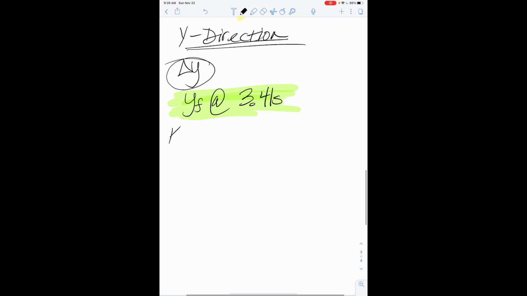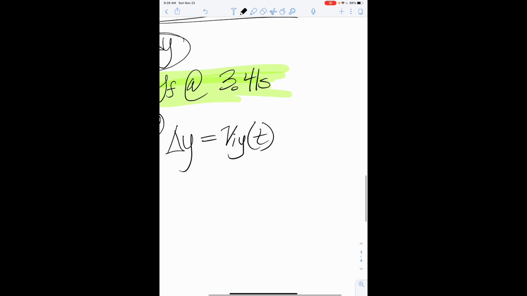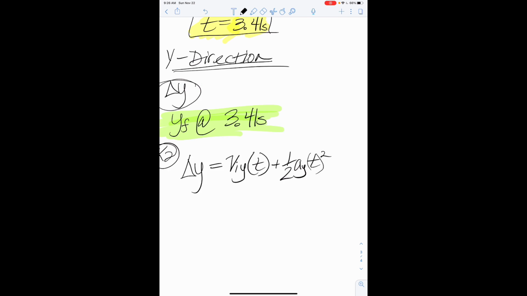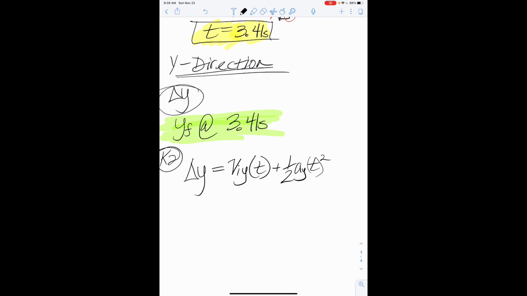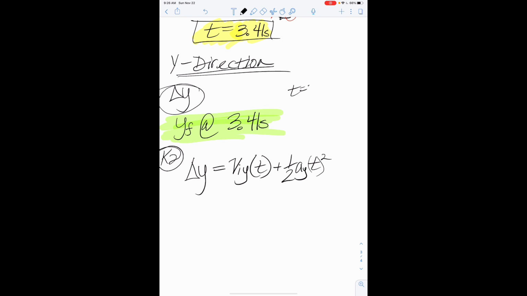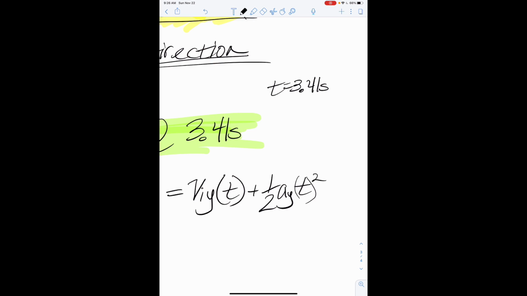Maybe you're thinking K formulas, and you're thinking K2, right? That's the one with delta y already on its own that we just used a second ago. We know VIY, we know T, we know AY. So I think this is going to work out really good for us, right? We know T obviously is 3.41 seconds. VIY, I think that was 22 meters per second.